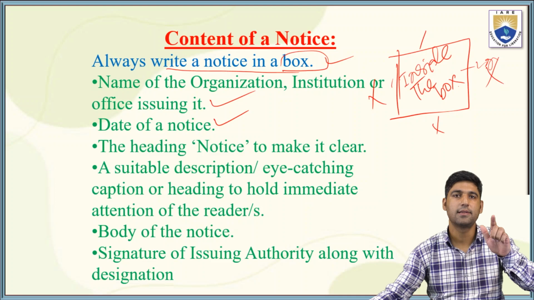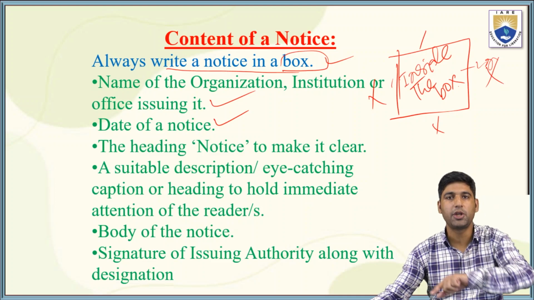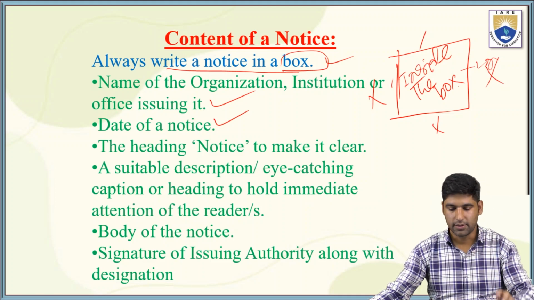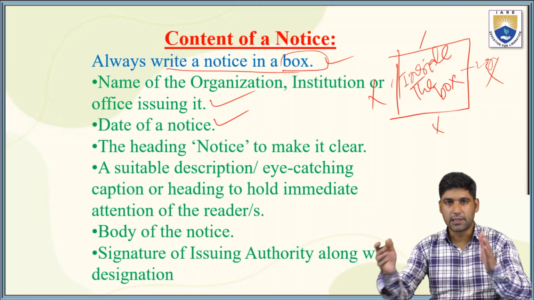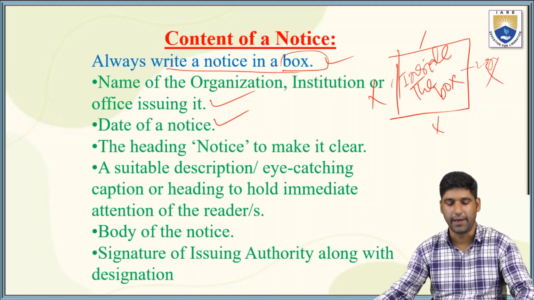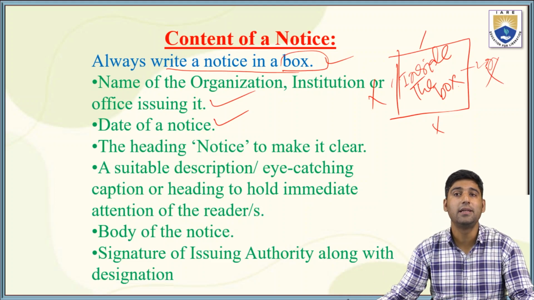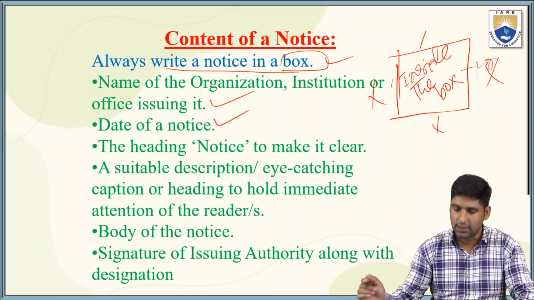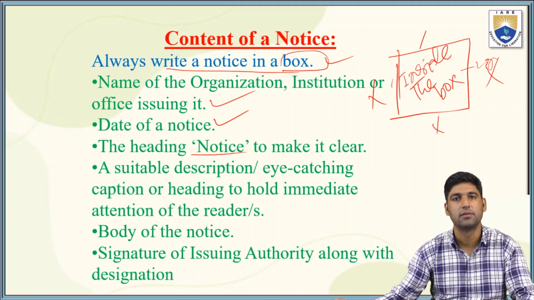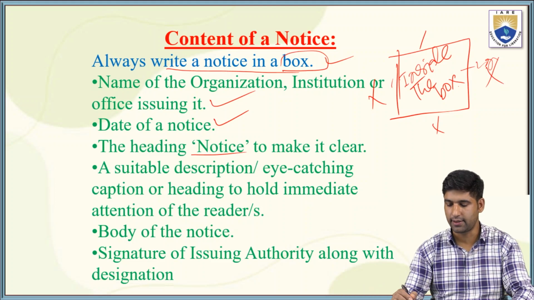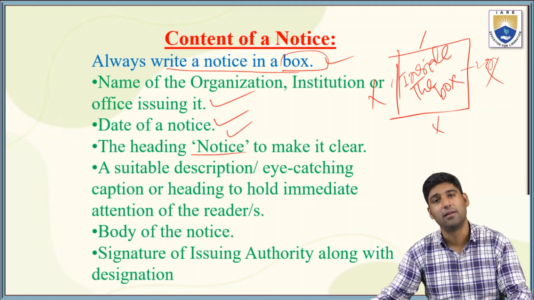So the first thing is the name of the institute, issuing office, or issuing organization. The second thing is the date. Then there is a specific location for the date that I'll show you in the upcoming slides. Then we have the heading. This is not the heading of any activity. This is the heading which itself is notice. For all the notices which we write, there is one common heading, that is notice, to make it clear.